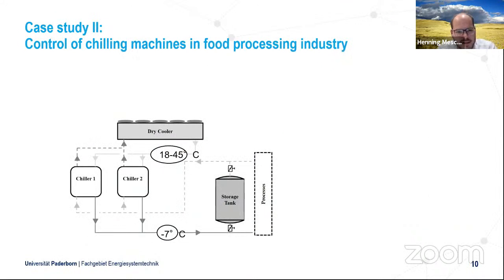The second case study is about a chilling system. I listened to the last presentation: never use electricity for cooling. I completely agree. So in office buildings and in households, that's really the worst solution. Unfortunately, in the industry, sometimes we have to use electricity for cooling down the systems or the processes. And this was a food processing industry. So they produce some sausage, and they have 2 chilling machines. And you see the different temperature levels here.